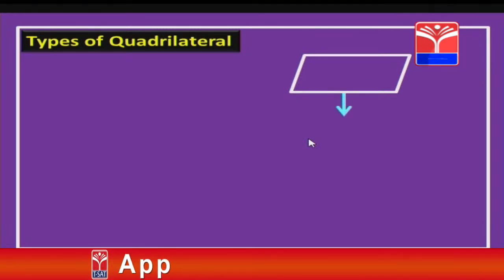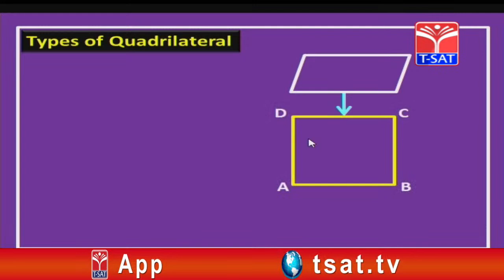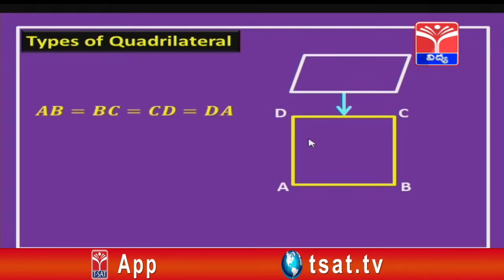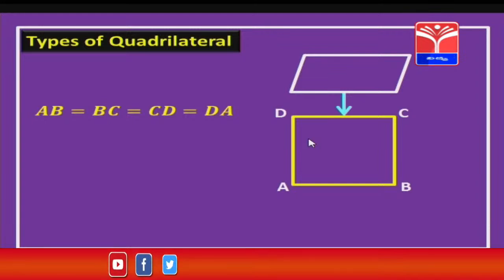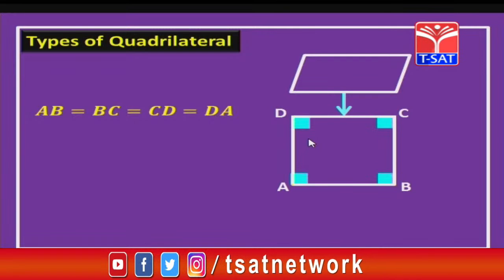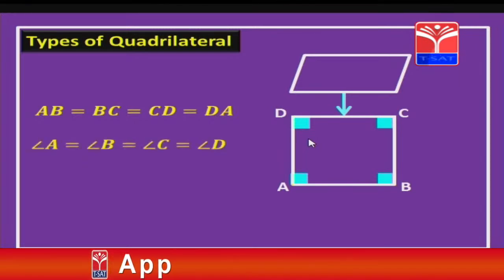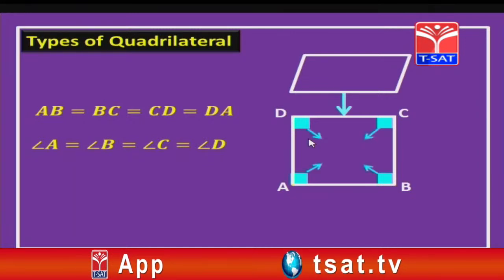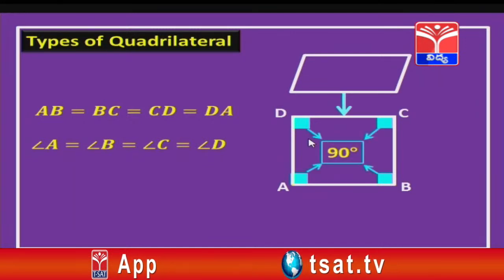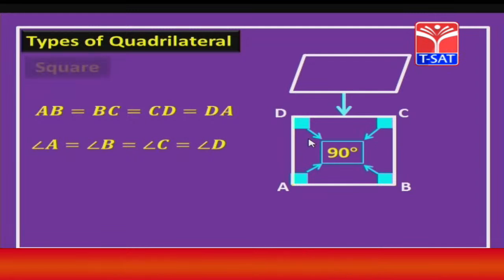Again, I will consider a parallelogram ABCD, in which again all the sides are equal, that is AB equal to BC equal to CD equal to DA, and apart from that I will consider all four angles, that is angle A, angle B, angle C and angle D, all are equal. Since they are equal, each is 90 degrees. Such type of parallelogram is called a square.